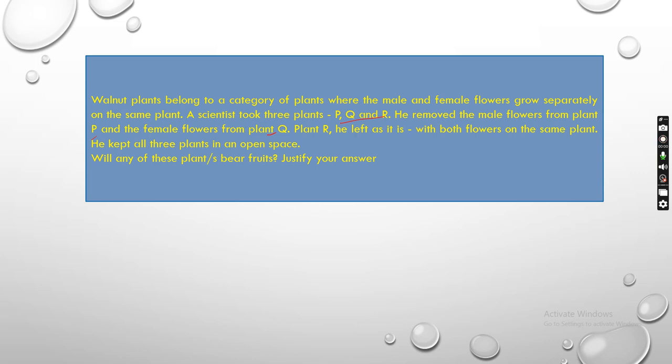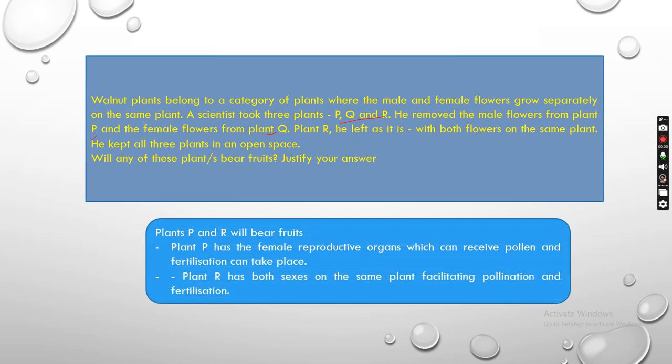In plant Q female flowers are removed, that means there are no female flowers to produce the seeds or the fruits, so Q cannot be the answer. And what about plant R? It has both male and female, so obviously female flowers are there, he has not removed the female ones, so R can also be the option. So P and R will be the correct answer. Okay. Plant P has female reproductive organs which can receive pollen, so fertilization can take place. Plant R has both the sexes on the same plant facilitating pollination and fertilization. So these are the justifications of your answer. So this is the answer for this question.